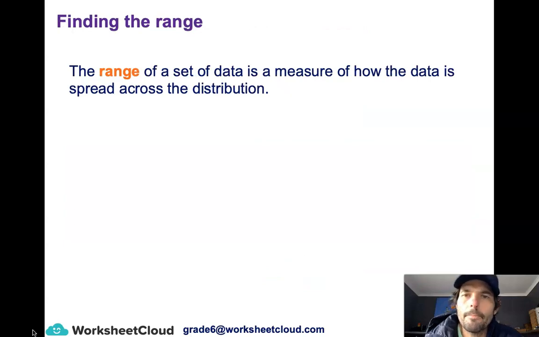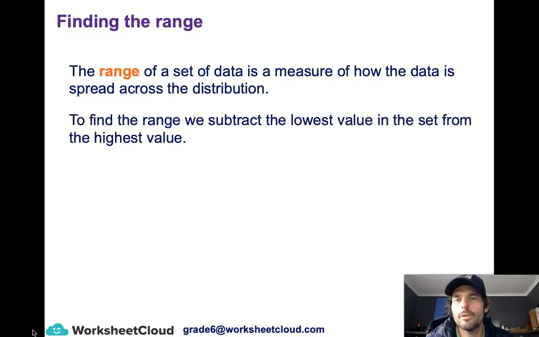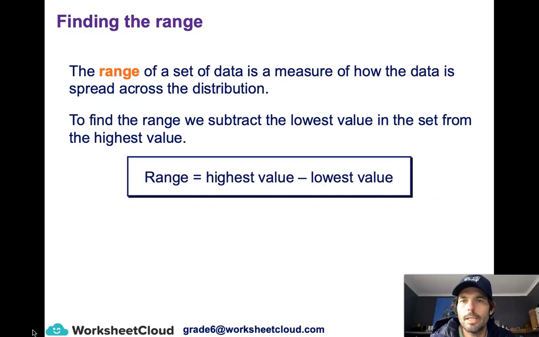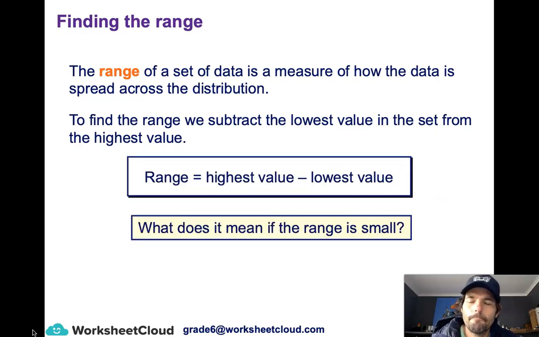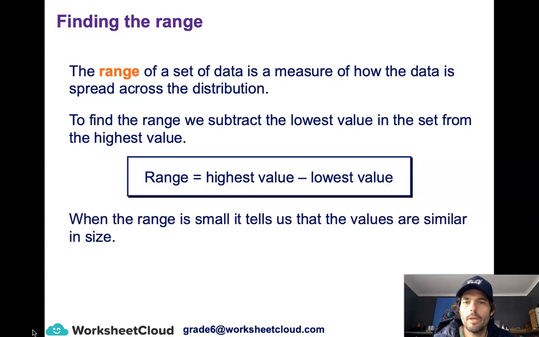The next type of data handling measure that we'd like to talk about is range. The range of a set of data is a measure of how the data is spread across a distribution. What we mean by that is, to find the range, we subtract the lowest value in the set from the highest value in the set, and that gives us an idea of how much the data spreads across, and that's the range.